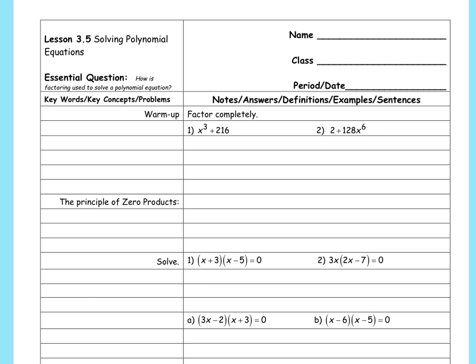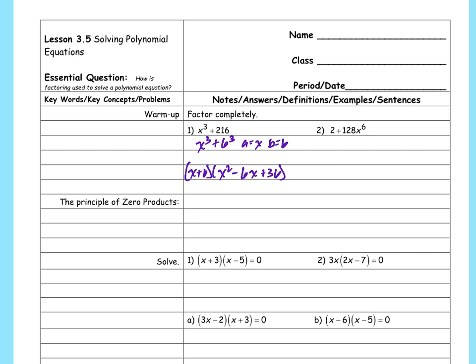So, I should probably get a pen. So I have x cubed plus 6 cubed. That means that a equals x and b equals 6. So this is a plus, right? So it'd be x plus 6 times x squared minus 6x plus 36. That one, I believe everybody got right.